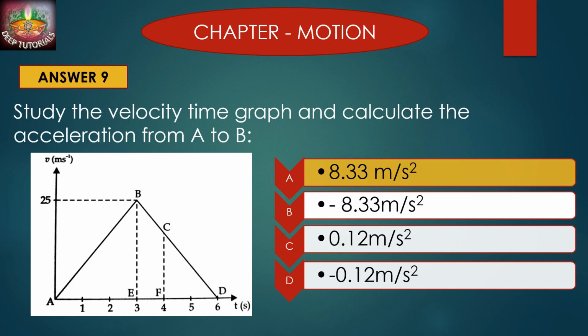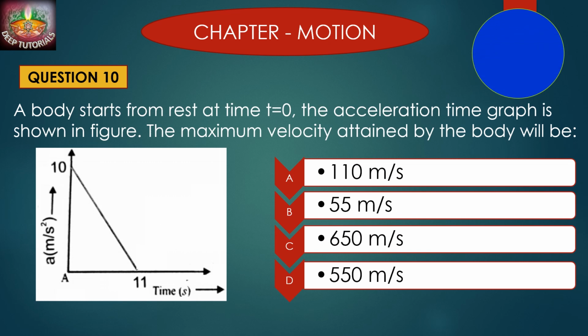Perfect. After calculating the acceleration using slope, the answer is option A, 8.33 meter per second square. Wonderful. You are at question number 10 now.